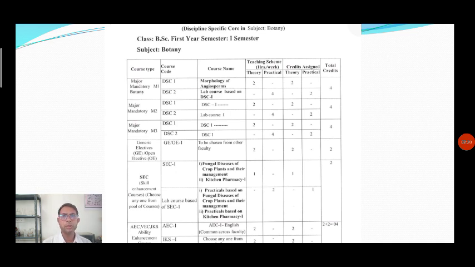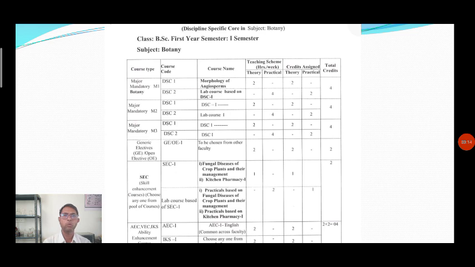After the major mandatory M1 paper from botany, there is another paper that we call generic elective, or GE. This GE, or open elective OE, is one the student has to choose from another faculty. For example, if the student is studying in science, he can choose from the arts faculty or another faculty. That is known as generic electives or open electives.